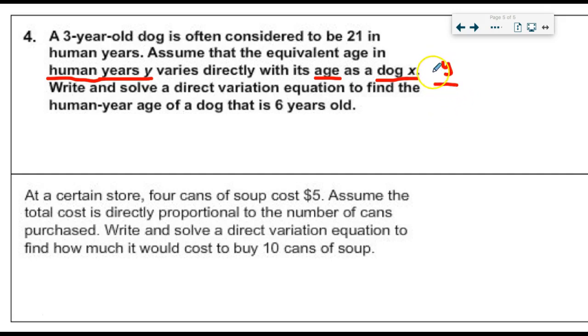So change in Y over change in X is my constant rate of change, or my slope, or my direct variation. So Y is human years. Okay, human years, 21.